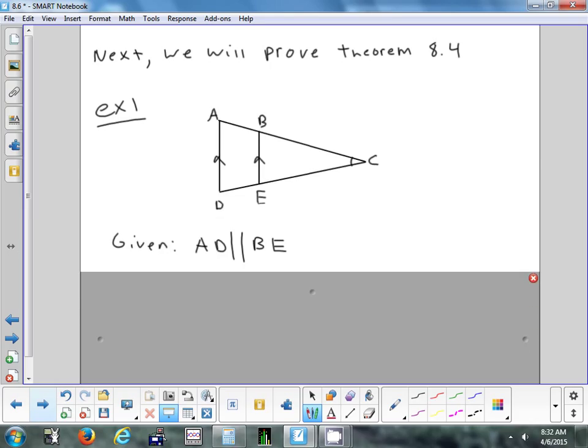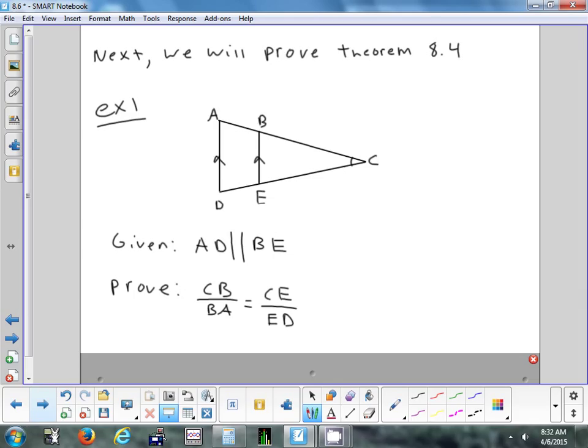All right, so in theorem 8.4, you are given AD and BE are parallel. I want to prove that CB over BA equals CE over ED. Notice we're not even using sides that are in triangles anymore. CE, that's a triangle. But ED, it's part of a trapezoid. Okay? So is BA. Just the part BA, that's not a side in a triangle. That's in a trapezoid.